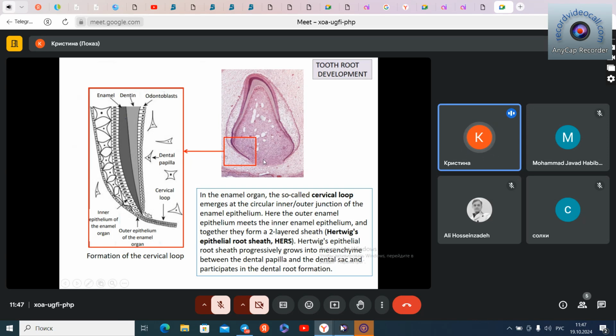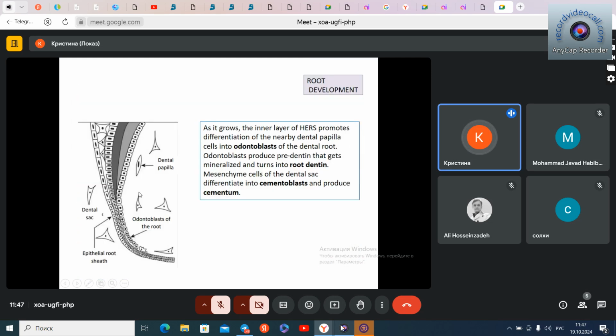Pulp develops from the central portion of the dental papilla. Next will go the cementum. Then goes the dentin. It will form from the peripheral cells of the dental papilla in the area where they meet the cervical loop and the sheath. And the cementum will be formed from the mesenchyme cells of the dental sac.